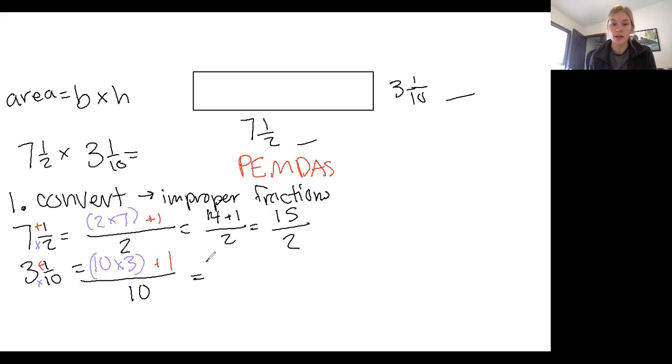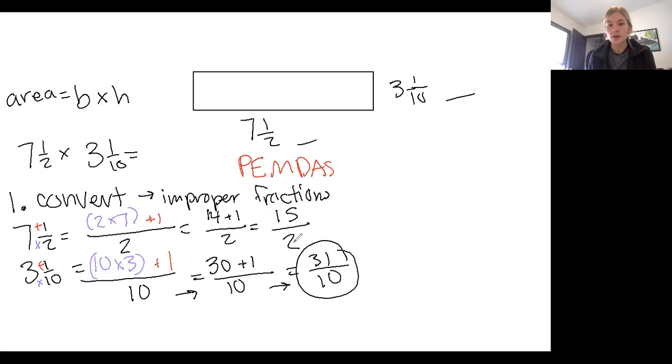10 times 3 equals 30, plus 1 more equals 31 over 10. So just keep scooting over that denominator because we're not changing that. We have 31 over 10 and 15 over 2. Okay, so now that we have converted, now we can rewrite this equation. So we have 15 over 2 times 31 over 10.